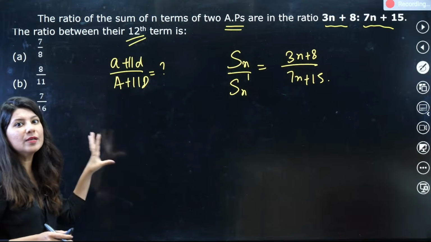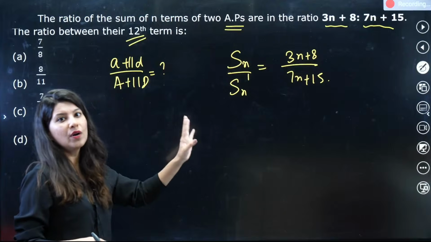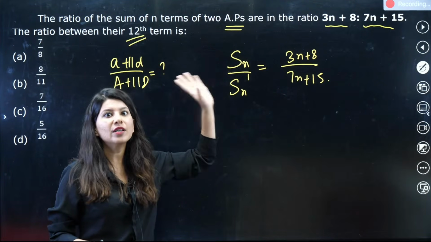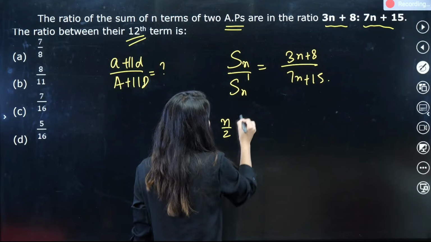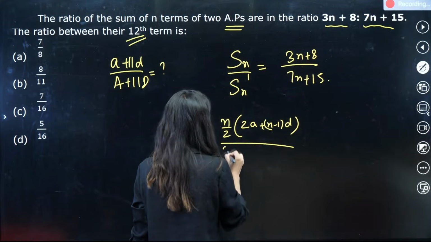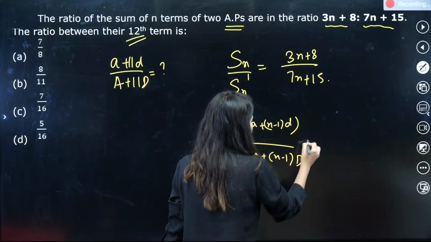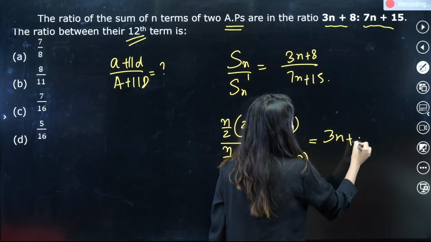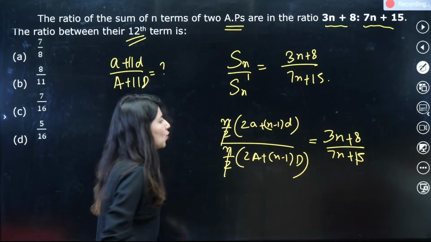This is not a simple basic question where you get the values of A and D and put them over here. No. This is a very popular question and you will see this type of question in every book as well. So the sum of n terms of the first AP will be n upon 2 times (2a plus (n minus 1)d). What about the second AP? 2 capital A plus (n minus 1)d. N is common in both of them. This is 3n plus 8 upon 7n plus 15. N by 2 gone.